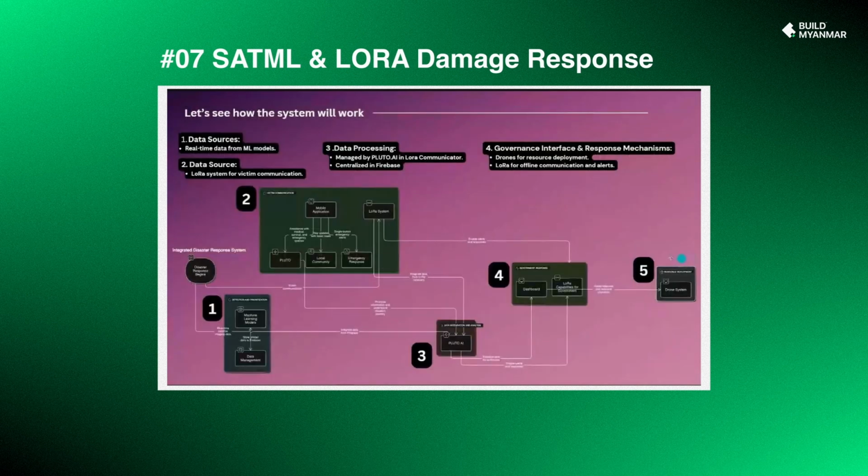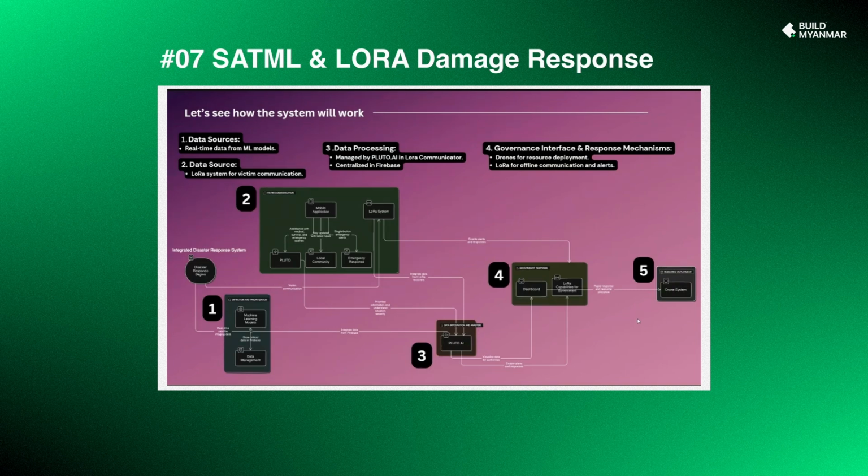So let me just take you through how it all works. For our 4 components, there are 2 data resources. Here's the map of how this whole architecture works together. For the real-time data, satellite images are processed, and the areas that are heavily damaged are mapped by the ML model. Then, through a second data resource, victims communicate with the governments and NGOs and rescue teams through the LORA system.